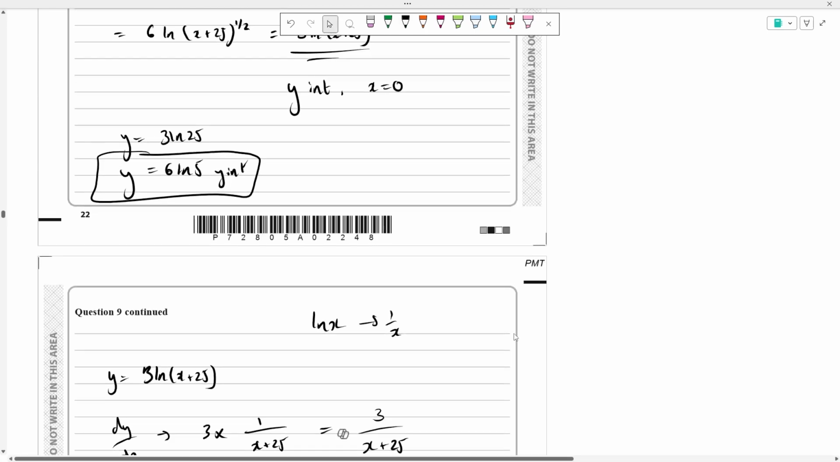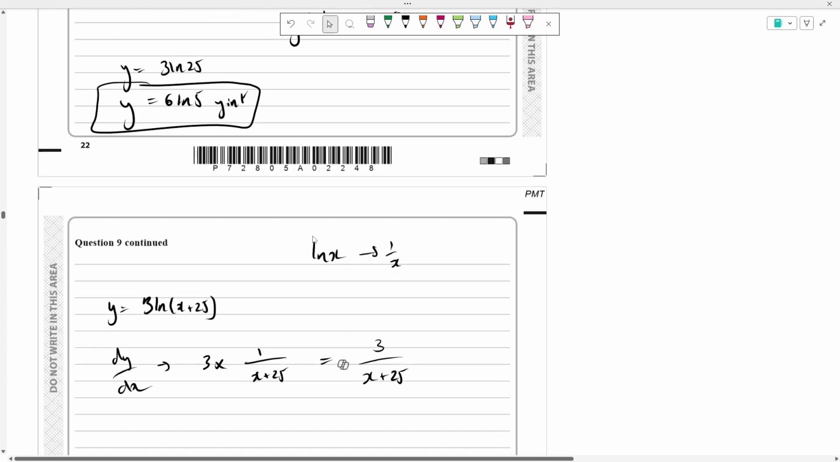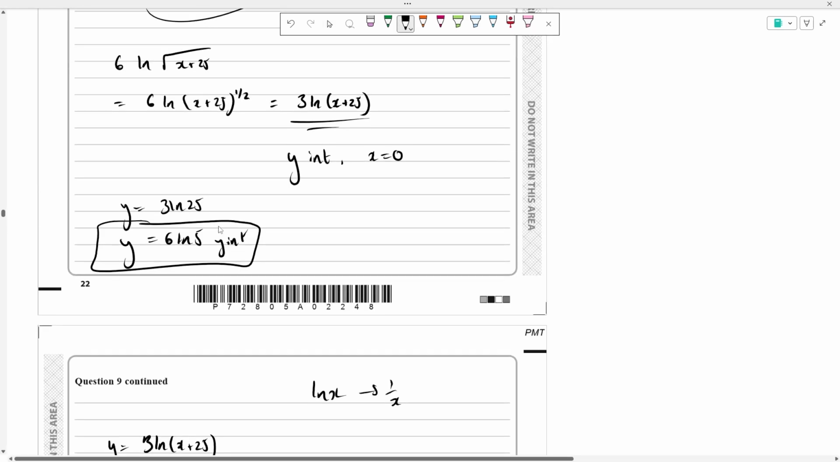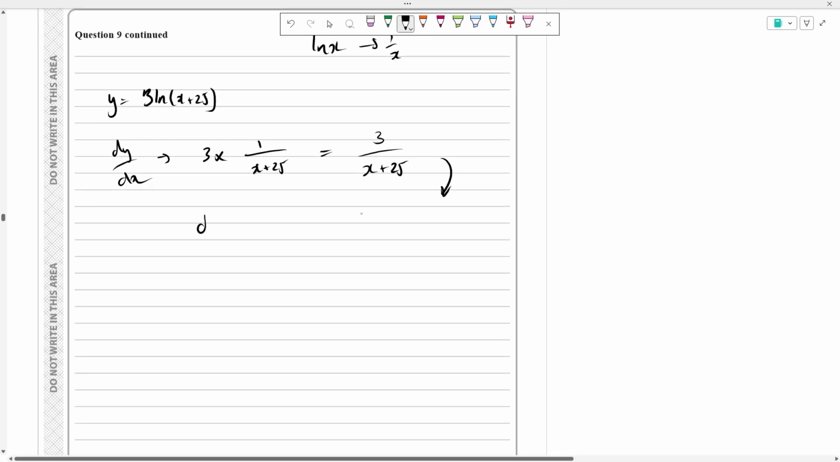Perfect. Now what we need to work out is, well, what's the gradient at that point P, which was (0, 6 ln 5)? Okay, well, our x coordinate is 0. So that means that dy/dx must equal just 3 over 25.